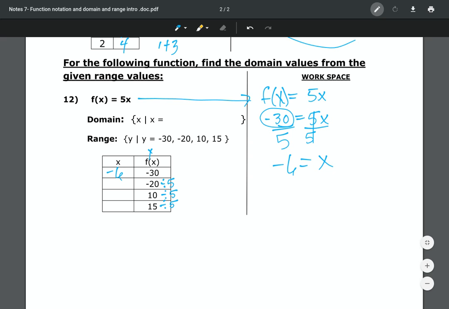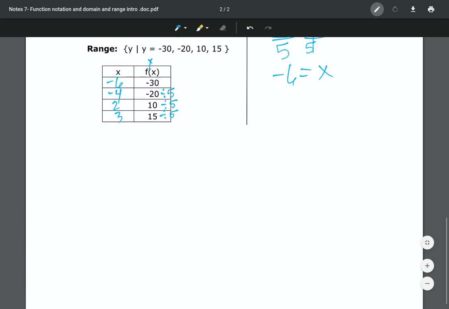So negative 20 divided by 5 is negative 4. 10 divided by 5 is 2. And 15 divided by 5 is 3. So now when we list these, they are already in order. So we're going to do negative 6, negative 4, 2, and 3 as how we list our domain values.